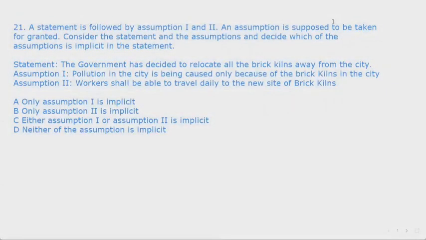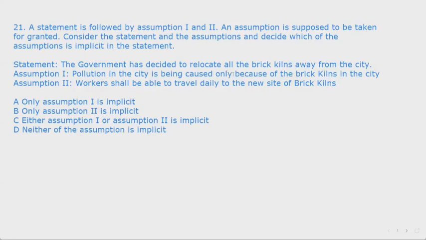So coming to the first question of the LR section. The first question is majorly about assumption and statement, wherein you are given a statement and two assumptions. You have to find out whether the assumptions are implicit or not. The statement is: the government has decided to relocate all the brick kilns away from the city. Assumption one states that the pollution in the city is being caused only because of the brick kilns in the city. So assumption one does not look like a correct assumption because of the primary word, only.